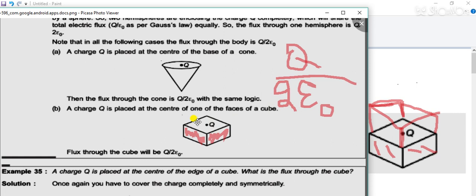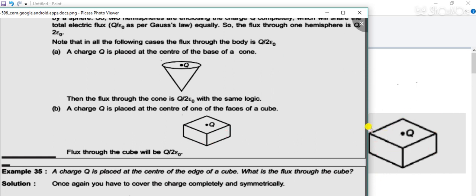Now this flux is coming from 5 faces, so you can say it as q by 2 epsilon naught into 5. Or from here you can also see we have 10 faces, so the total flux is q by epsilon naught, and that is coming out from 10 faces. That means from one face the flux will be 1 by 10 times q by epsilon naught.